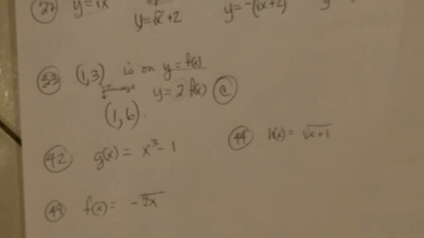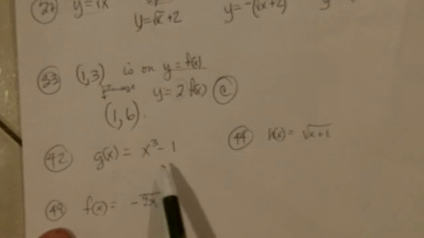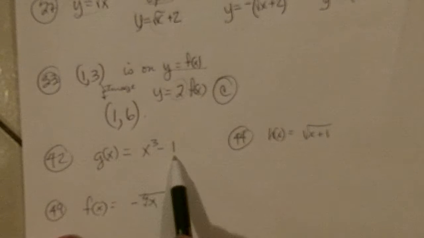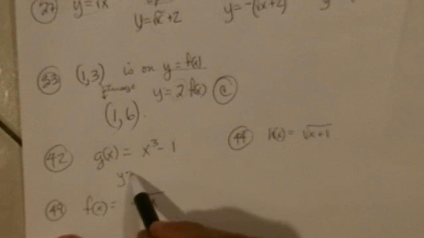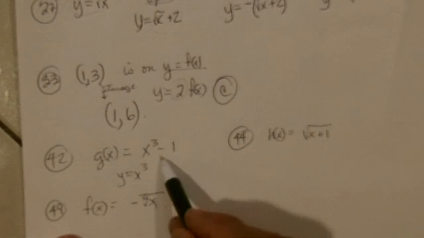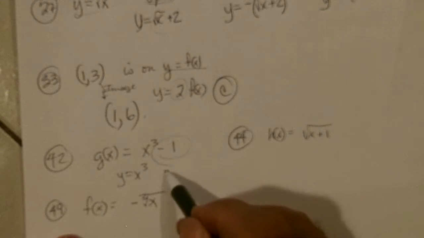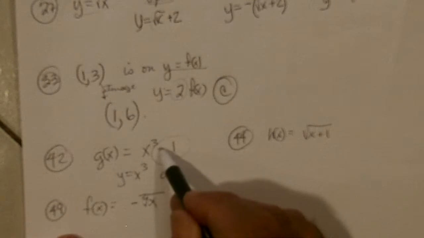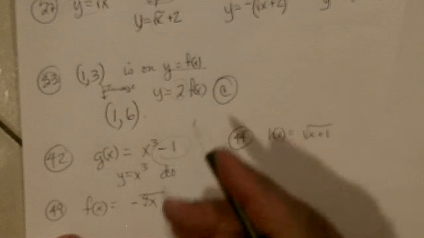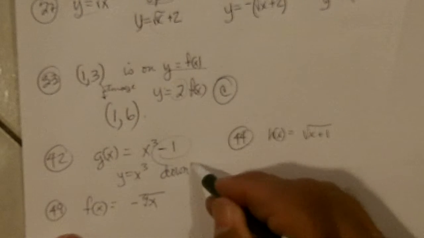42. It says, what's the parent function? And what does this do? It's outside, and it's an add or subtract, so it's moving it down 1.